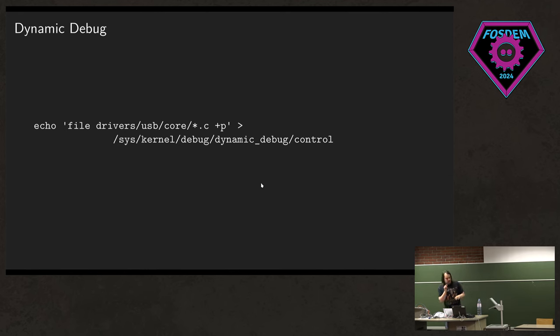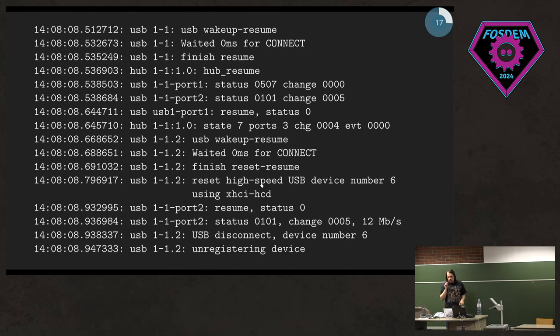Using this interface, this invocation tells the kernel to re-enable all the print statements from C files in the drivers/usb/core directory in the kernel source tree. So we did that, and this told us a bit more. This is an example of such a reset happening. And it turns out it happens when the device wants to wake itself up from USB suspend.